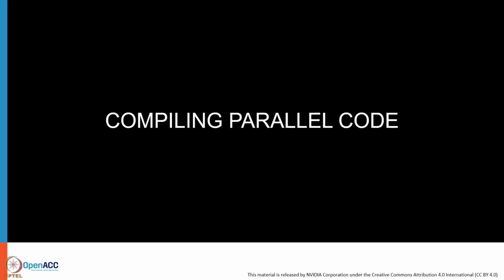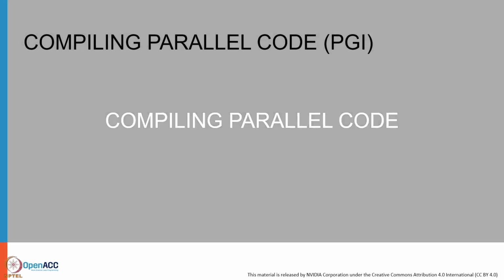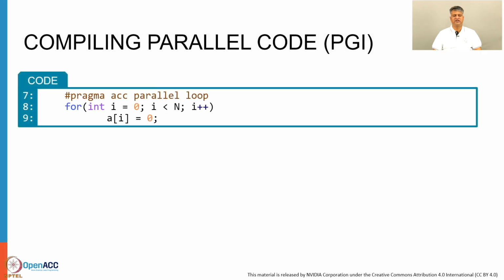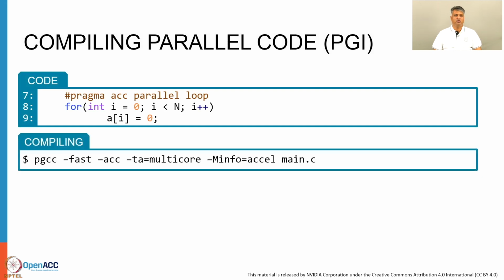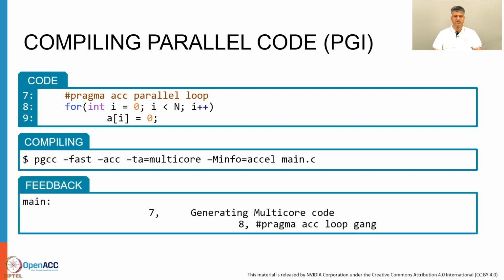Compiling parallel code. Let us see now how to go about compiling parallel code. Let's say we have a loop of this sort and we have put in the directive #pragma acc parallel loop. Now, when I compile it, I will say pgcc -fast -acc. I will say the target is a multi-core CPU, and I'll ask for some information about the acceleration by putting the flag -minfo=accel and give the source code. In this case, the feedback will be that it is generating multi-core code to parallelize that loop.